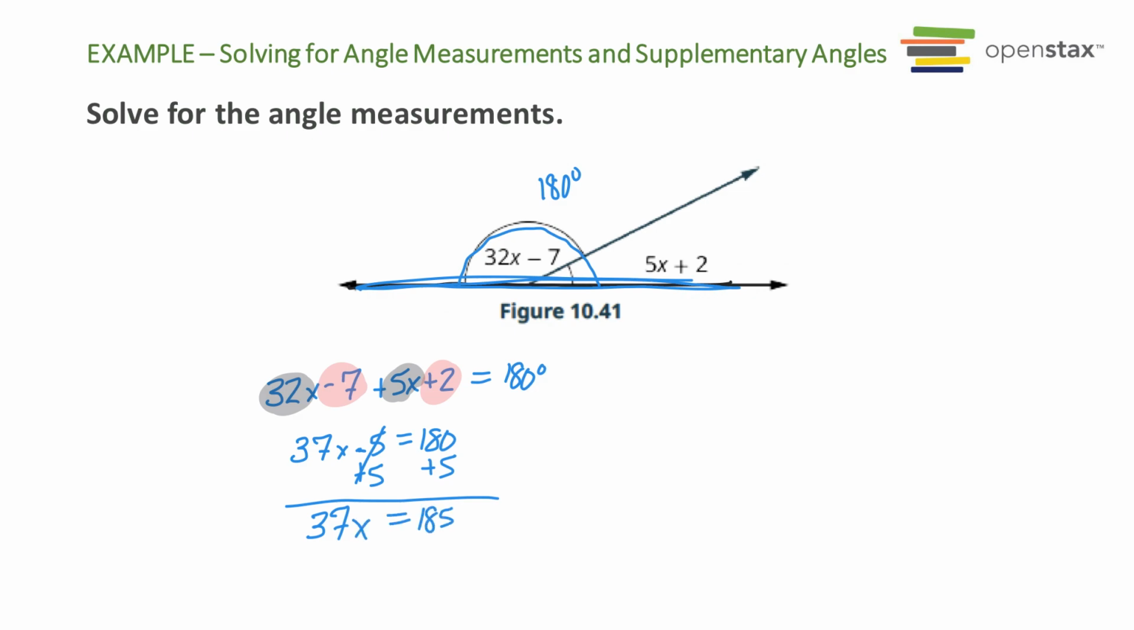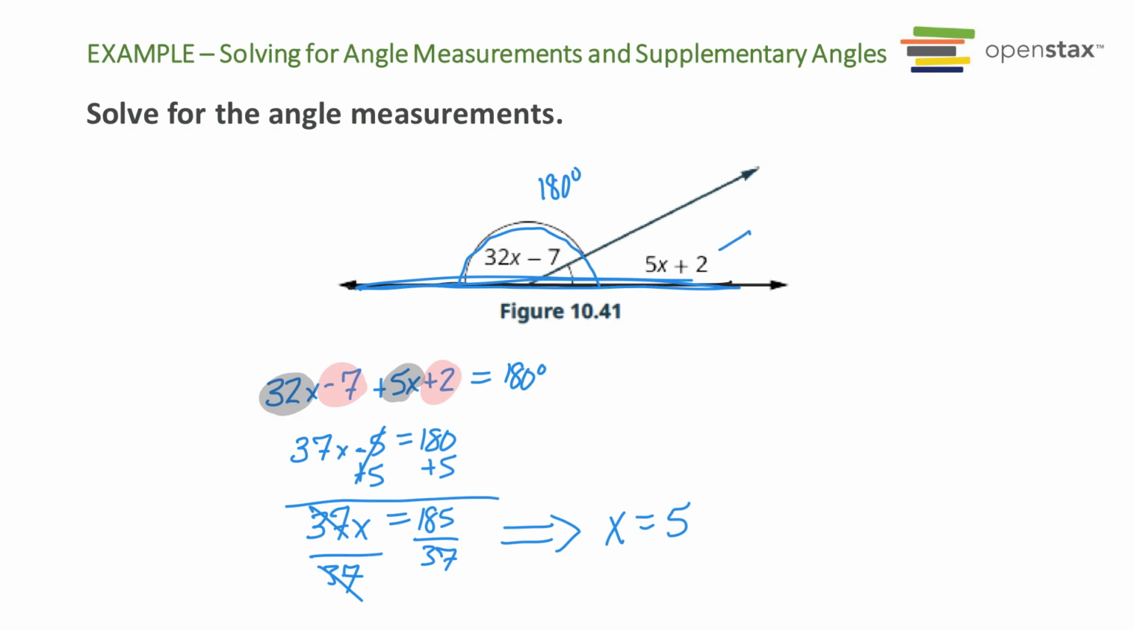And then here we have 37 times x, and the opposite of multiplication is division. So if we do 185 divided by 37, to get rid of the 37 with x, then what we end up with is 185 divided by 37, which is 5. And so x is 5. Now that's not the answer, that just tells us the missing variable.